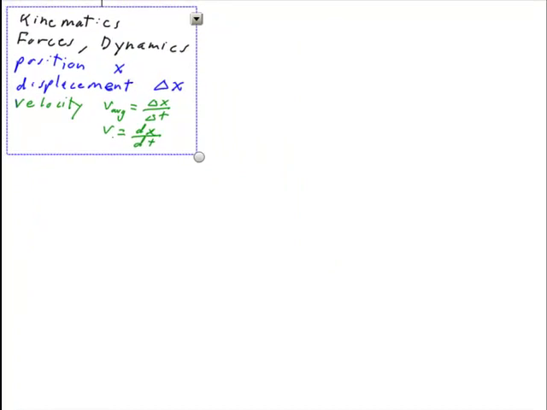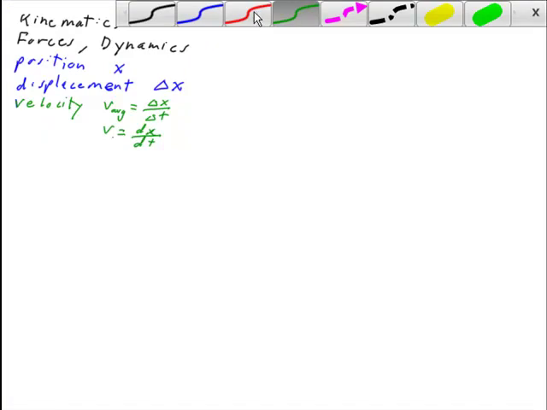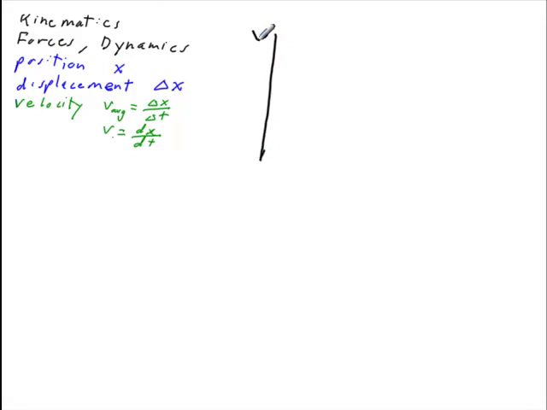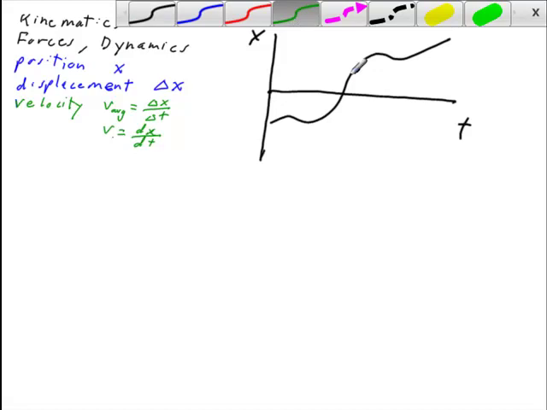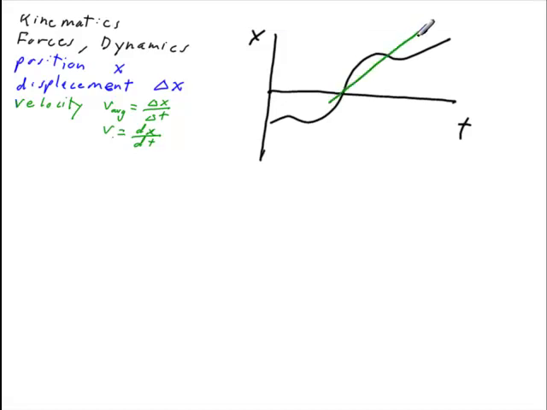We also learned that if I took a graph of position versus time, average velocity was the slope of a line connecting two different points, the line connecting the 2 points between which we wanted to know the average velocity, and instantaneous velocity was the slope of a line that was tangent at one single point.